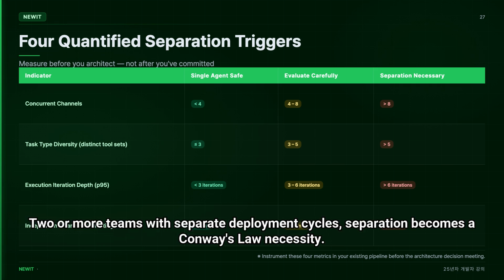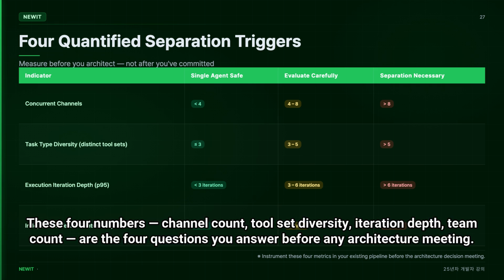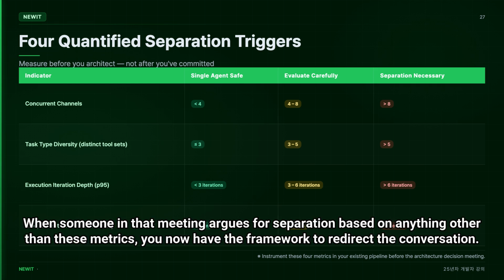1 team, 1 codebase, 1 agent architecture. 2 or more teams with separate deployment cycles, separation becomes a Conway's law necessity. These 4 numbers, channel count, tool set diversity, iteration depth, team count, are the 4 questions you answer before any architecture meeting. When someone in that meeting argues for separation based on anything other than these metrics, you now have the framework to redirect the conversation.